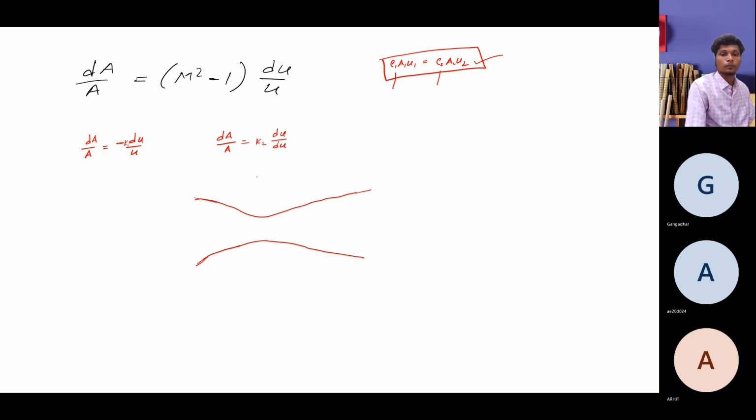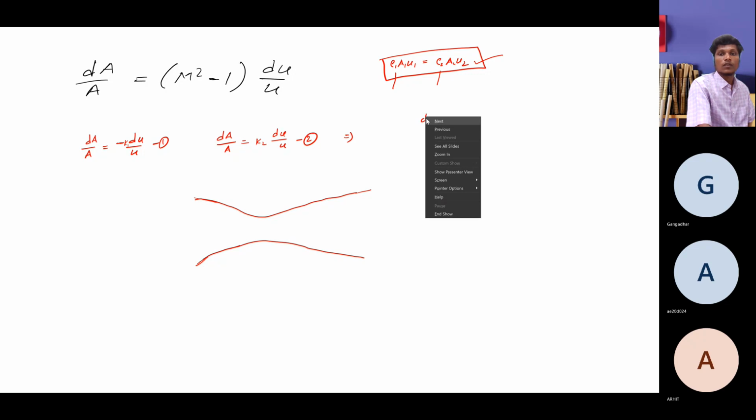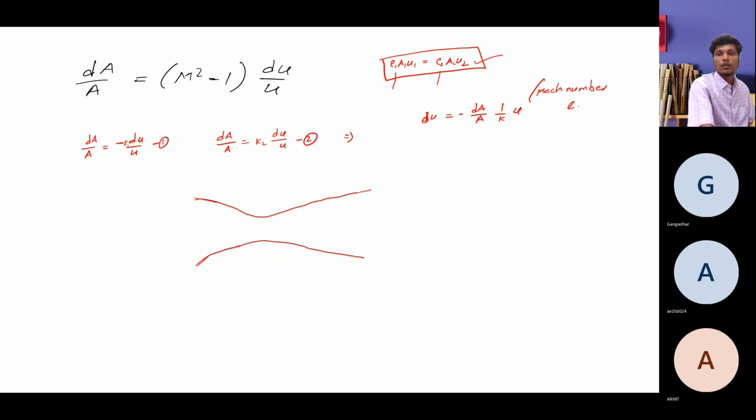Okay, this is not du, this is u. So I will write the first equation, and this is the second equation. The first equation is du equals dA by A times 1 by K times u. This is for Mach number less than 1.